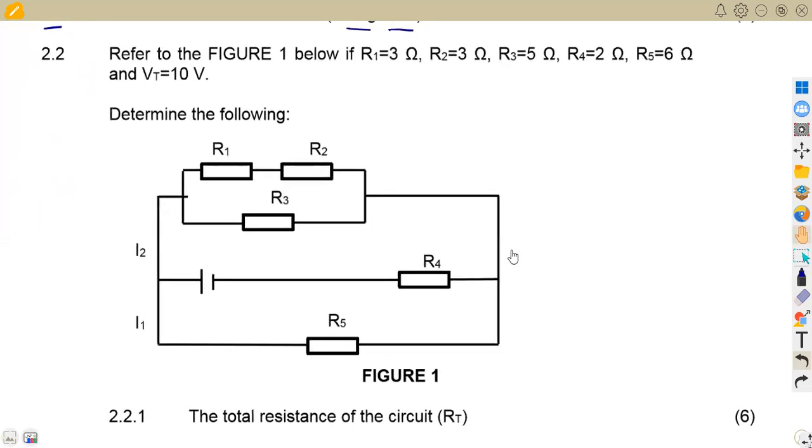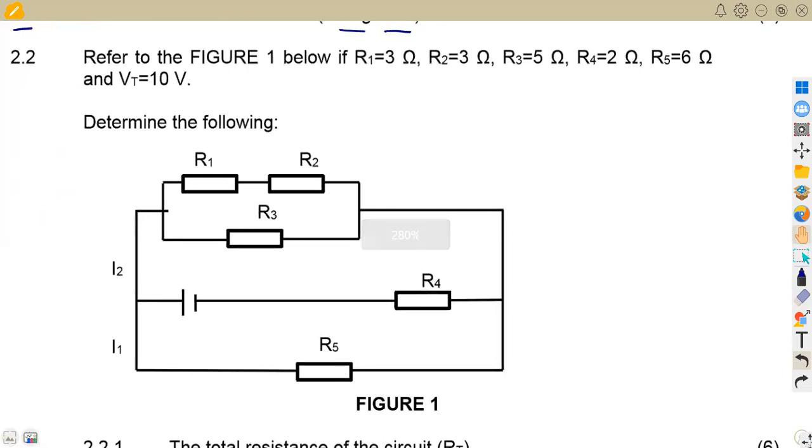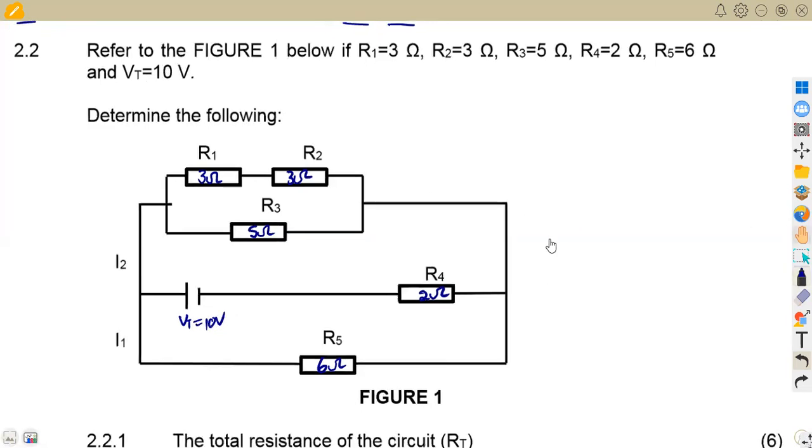All right, 2.2, we are now given the following circuit, refer to this figure, given R1 being 3 ohms in this case. So here we've got 3 ohms, R2 again being 3 ohms, R3 being 5 ohms, then we've got R4 being 2 ohms, then R5 being 6 ohms. And we are given VT, the supply voltage, of 10 volts in this case. This is what we have on our diagram.